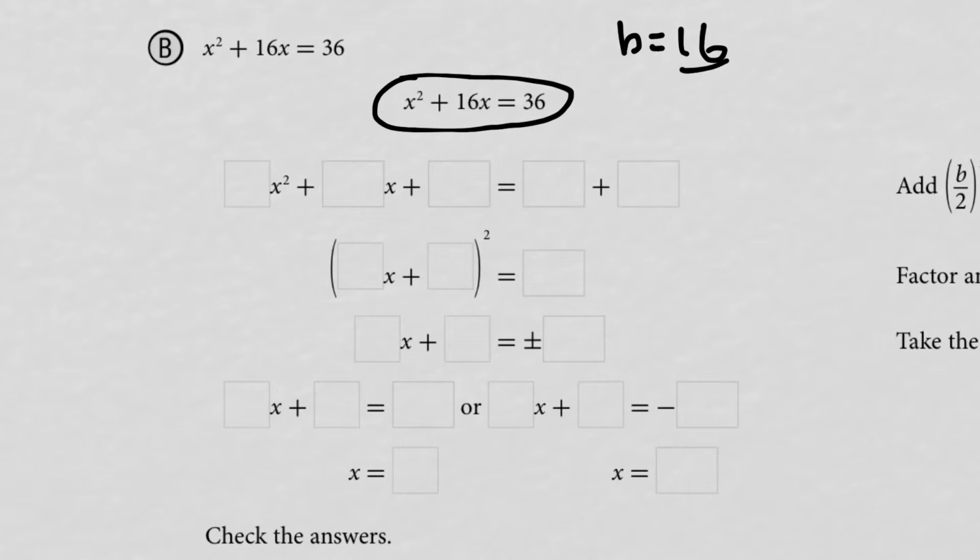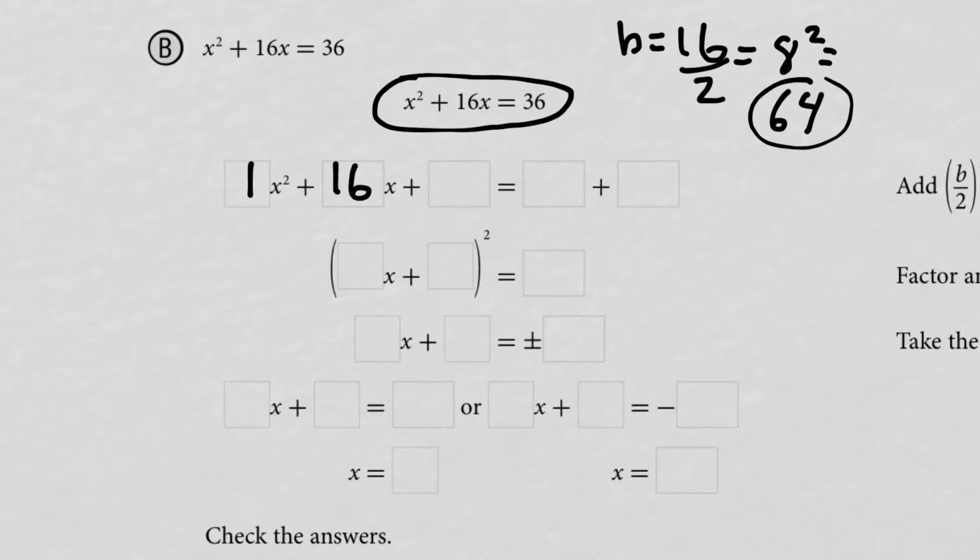What you're going to do is you're going to half it, cut it in half, which gives you 8. Square it. So square the 8 gives you 64. Add it. That number is the number that is going to be added to the end of your equation, okay, on both sides. So my equation is now 1x squared plus 16x plus 64, because I'm adding a 64 at the end. And on the right side, I have 36 plus 64. I need to add the 64 to both sides.